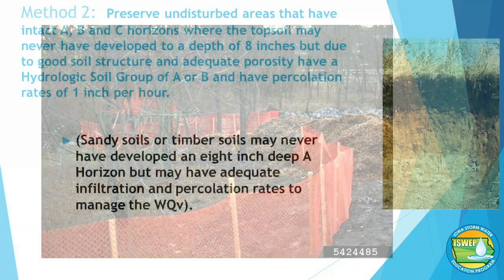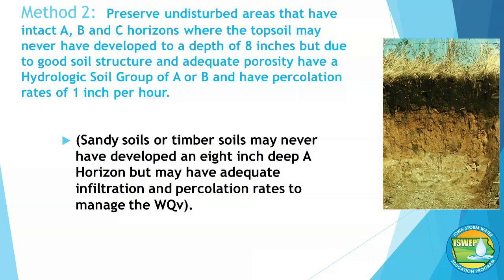Method two is if you happen to have less than 8 inches of topsoil. We know from research that those soils will perk, because they will percolate stormwater. Because they have an intact soil profile, they have what are called macropores that water will continue to move through, and you'll get an adequate percolation rate. So that's your second method. Protect those soils, even if there's less than 8 inches of topsoil.